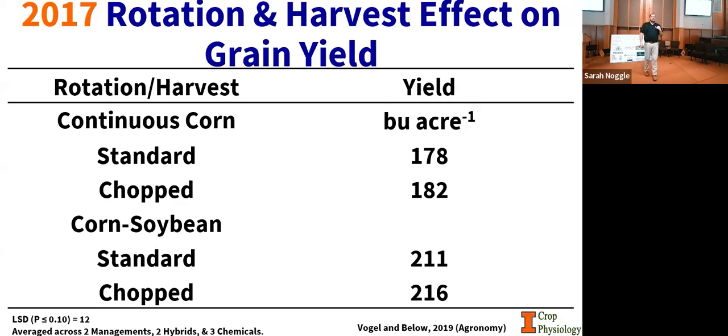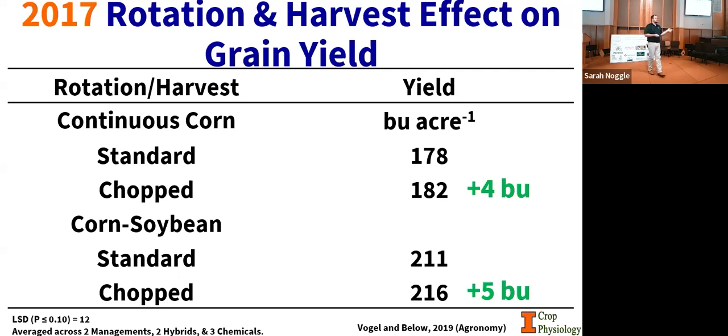And so here is the average across a couple different things she was doing, different managements and hybrids. But this is the value of sizing the residue on either continuous corn up top or corn soybean down below. And you can see that sizing it was worth 4 or 5 bushels. Now that's not a huge response, but in corn yield world, 4 to 5 bushels, still notable.